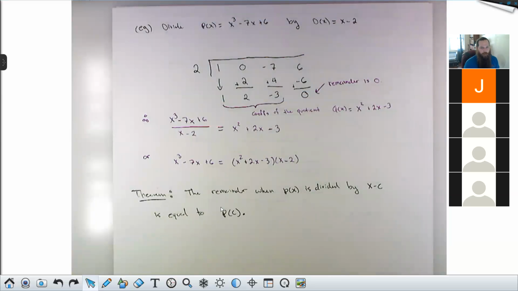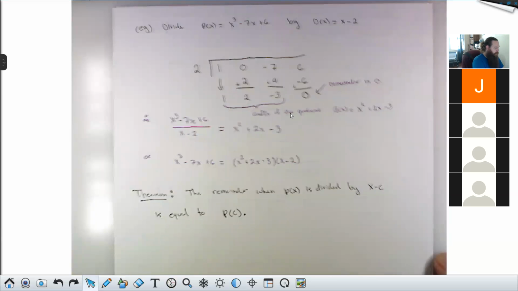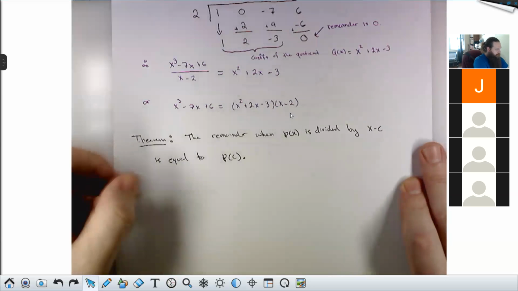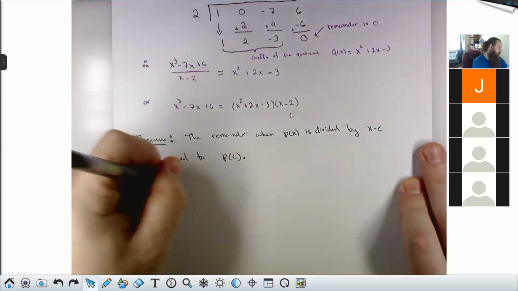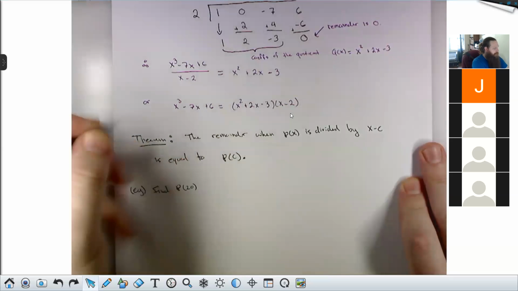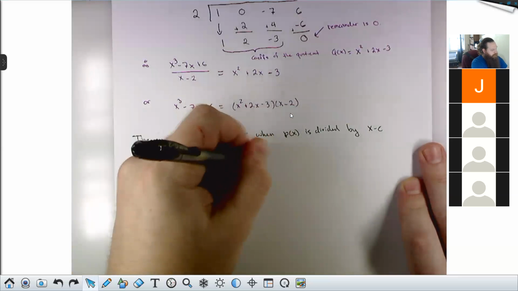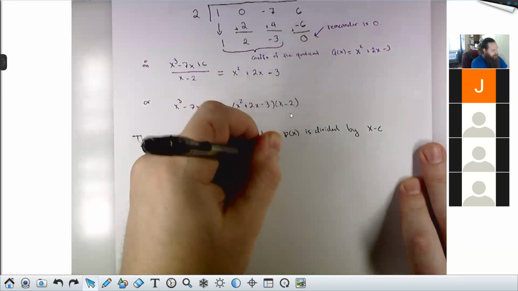But this says, if you want to find p of something, just divide p of x by x minus that thing, and you should do the synthetic division because it's easy. Whatever that remainder comes out to, that's p of that thing. Let's check. Find p of 20. This is called the remainder theorem, by the way. It's a big deal, it's named.